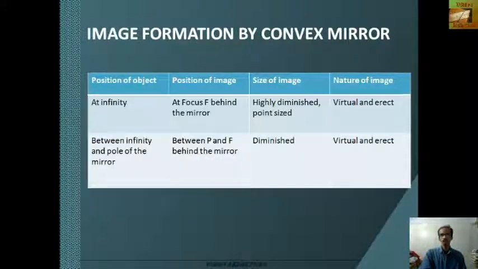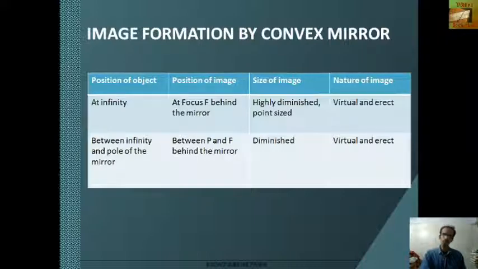Now, those two instances are summarized in this table. That is, position of object at infinity. Position of image is at focus F behind the mirror. The size of the image is highly diminished or point sized. And the nature of image is virtual and erect.